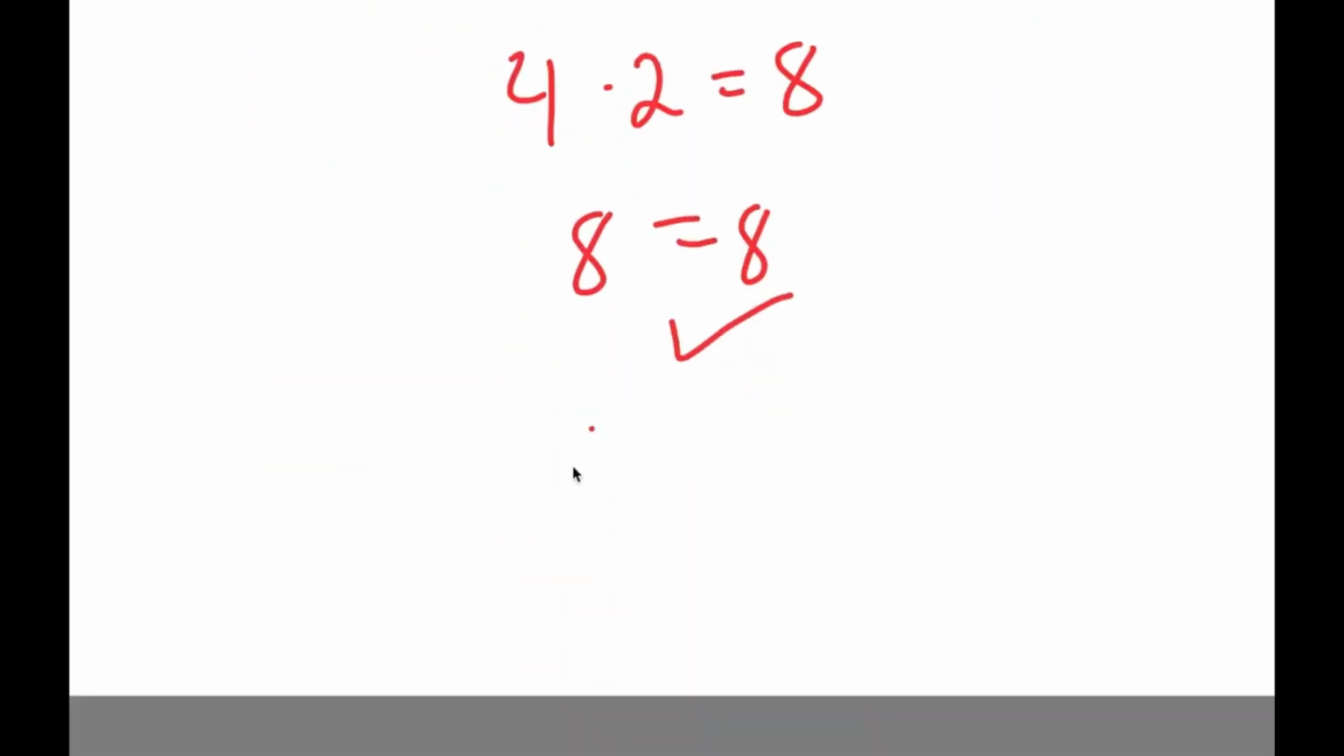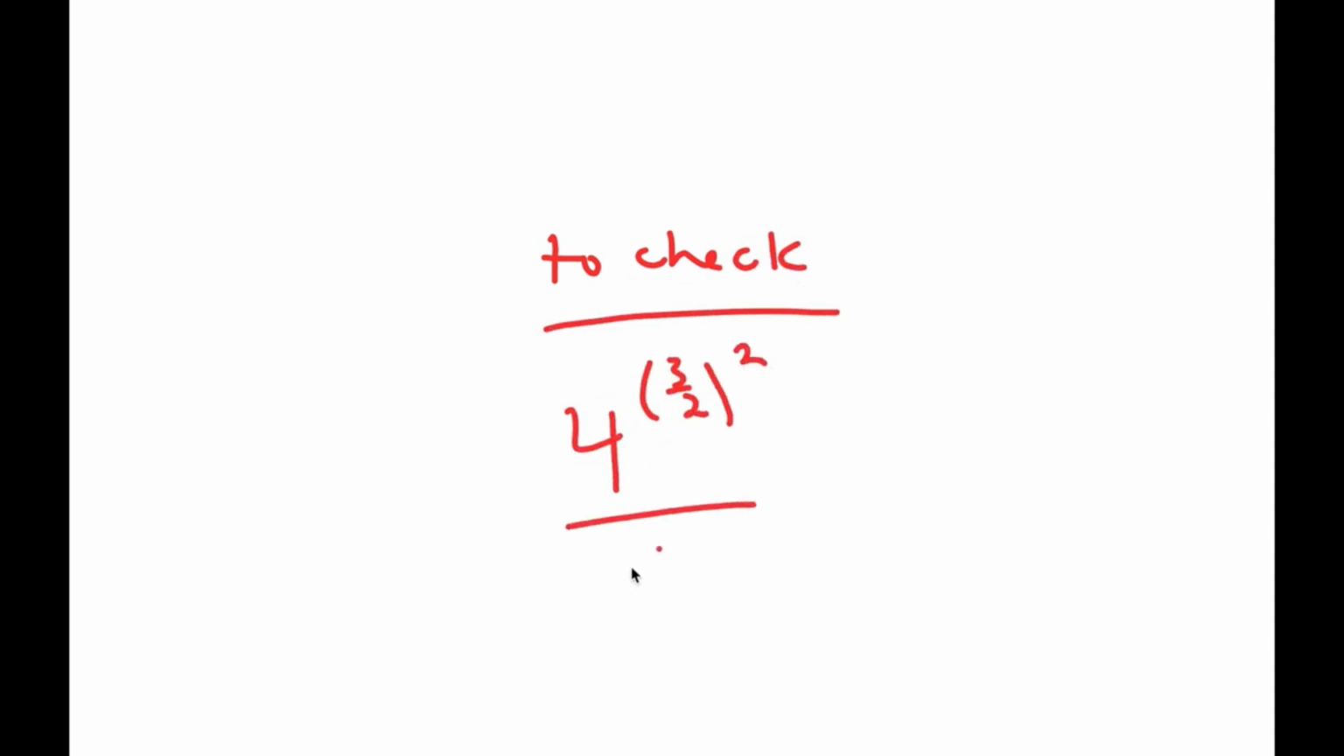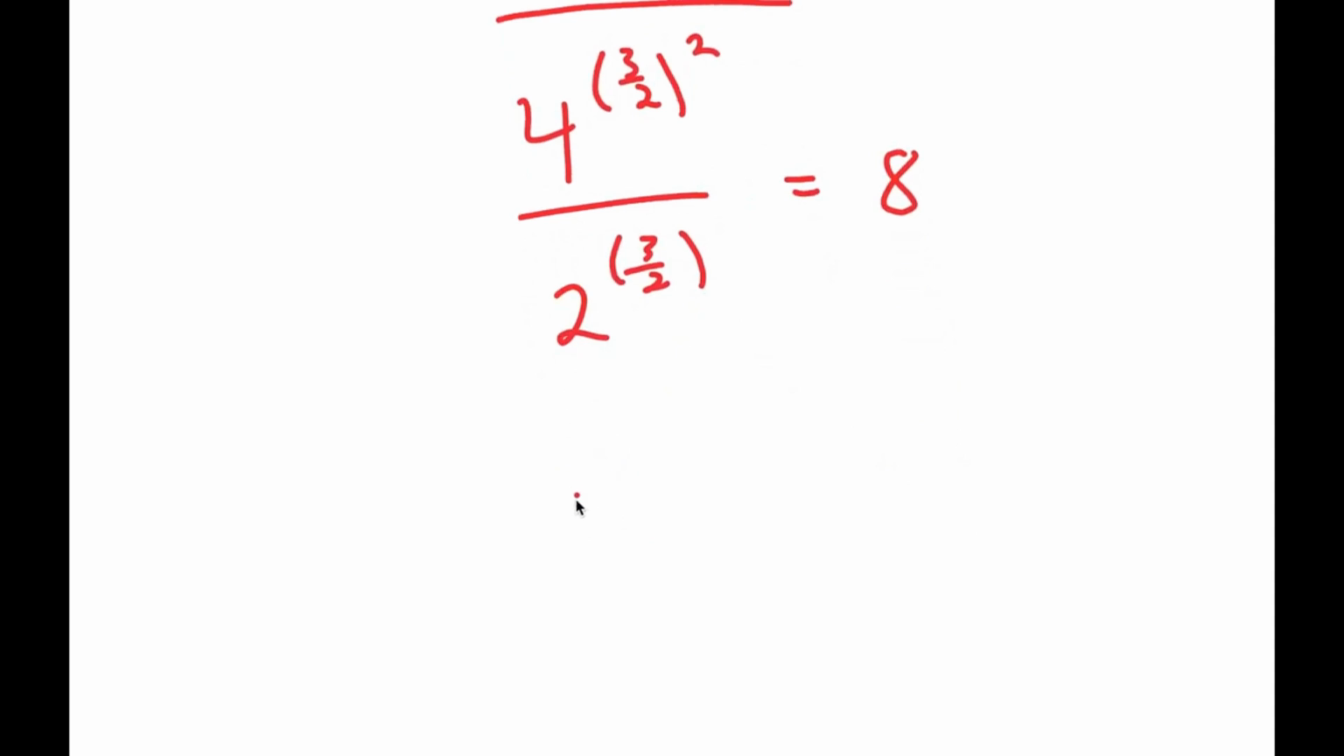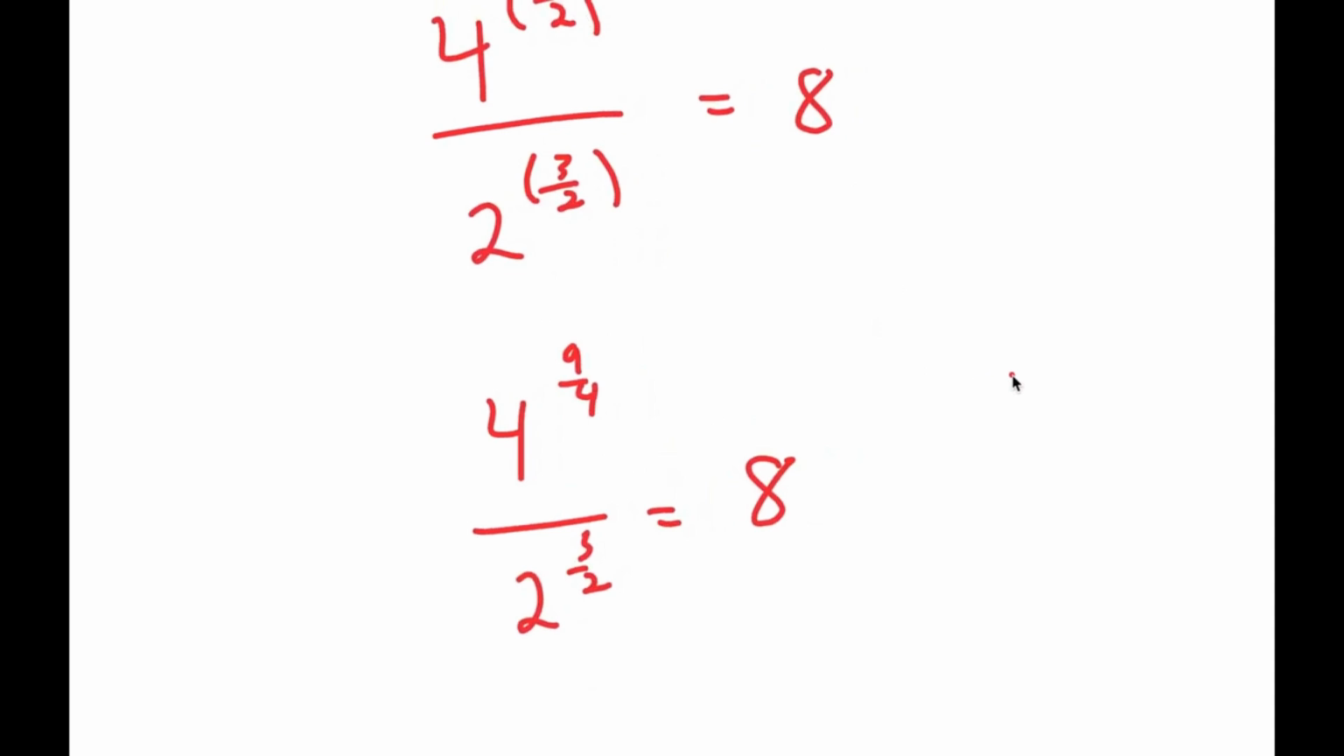Now I'm going to check x equals 3 over 2. So I have 4 to the power of 3 over 2 squared over 2 to the power of 3 over 2 is equal to 8. So 3 over 2 squared is 9 over 4, so I have 4 to the power of 9 over 4 over 2 to the power of 3 over 2 is equal to 8. So now to solve this, 4 to the power of 9 over 4 is the same thing as 4 to the power of 9 to the 4th root.